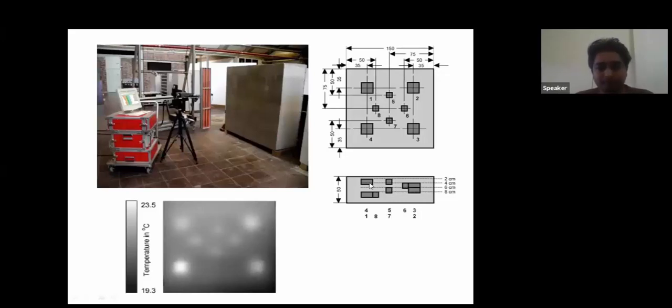When the thermogram is formed, it will look something like this. Can you see here? This is the thermogram of that particular picture. Now just tell me whether we are using the active approach or passive approach. Are we using any kind of external source to heat up this object? No. So this is a passive approach, or a passive thermography method.